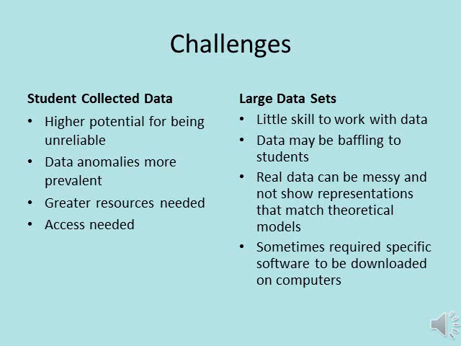Within authentic data, there are challenges. Student-collected data through citizen science or through labs within the curriculum have lots of challenges. There's the potential for data to turn out unreliable. There is a large prevalence of anomalies within the data, but this creates opportunities for teachers to have discussions with their students about why there are anomalies, why there are errors in the data, and how we can correct them. This means that students have to have greater resources available to them that a lot of schools do not have. It also means that they might need access to different parts of the world.